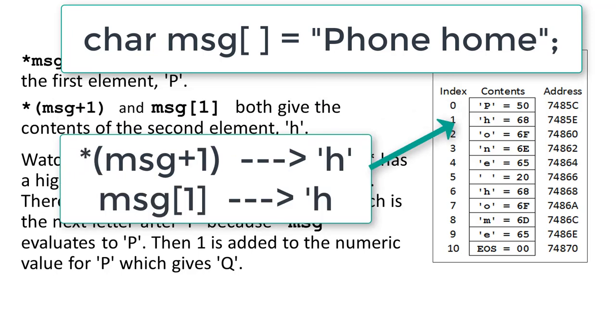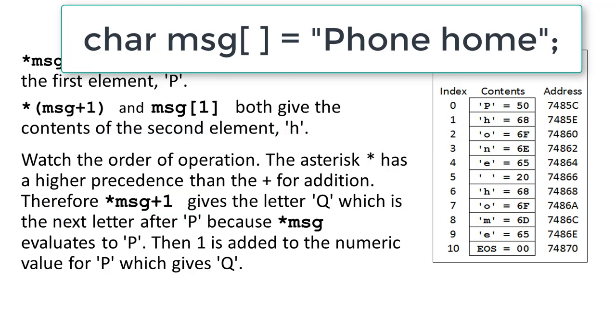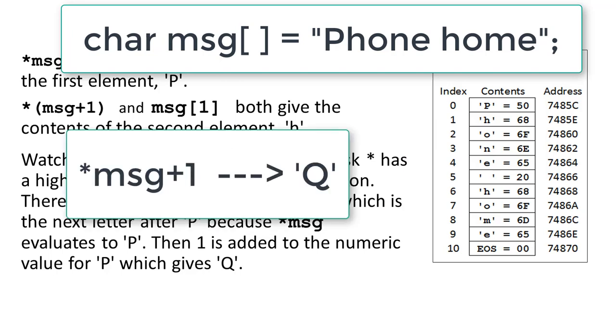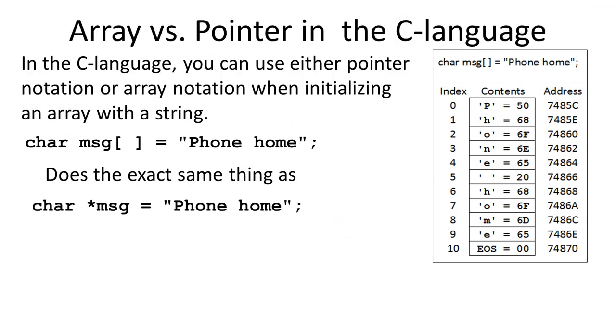Star, open parentheses, MSG plus 1, close parentheses, and MSG sub 1 both give the contents of the second element, H. Watch the order of operation. The asterisk has higher precedence than the plus for addition. Therefore, star MSG plus 1 gives the letter Q, which is the next letter after P. Because star MSG evaluates to a P, then 1 is added to the numeric value for P, which gives Q.